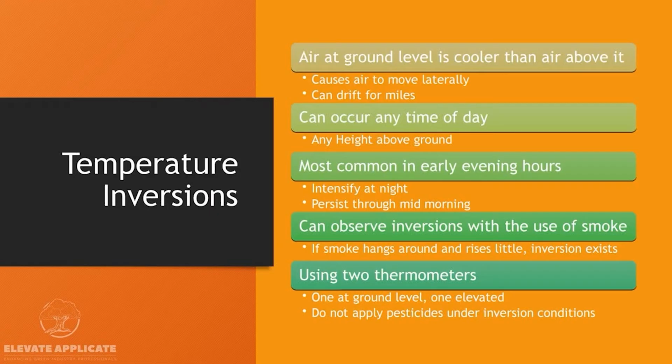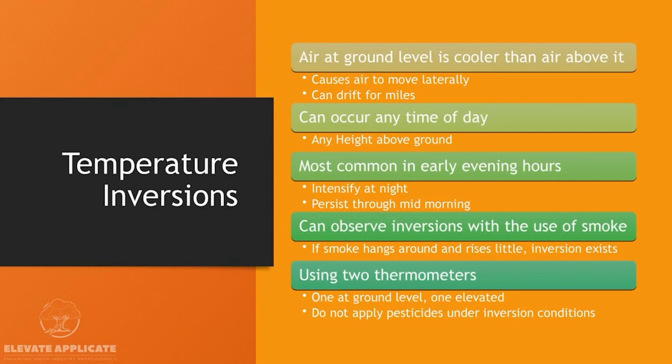Okay, so let's talk about temperature inversions. The air at the ground level is cooler than above it. It causes air to move laterally. Inversions, when that happens, it can drift for miles. So it can cause some serious damage. You can identify this through smoke and see how long smoke lingers. If smoke is lingering, then you know that an inversion is likely occurring.